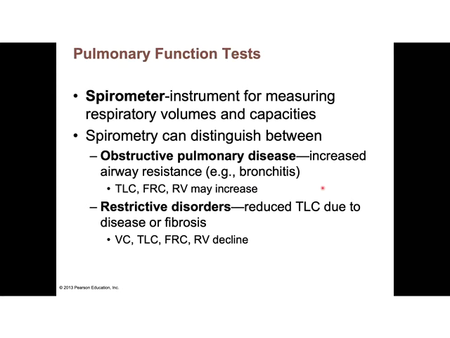And you can see here, in a restrictive disorder, your vital capacity, your total lung capacity, and your residual volume are going to drop. In an obstructive disorder, you're going to have more airway resistance. Your total lung capacity and your functional residual capacity may drop, but your residual volume may increase because of gas trapping. That's where you can't blow out as much air as you want because it gets trapped inside of areas in the lungs that are surrounded by scar tissue.